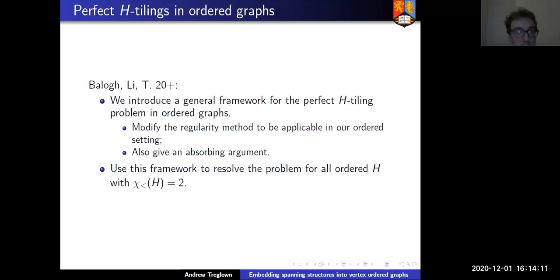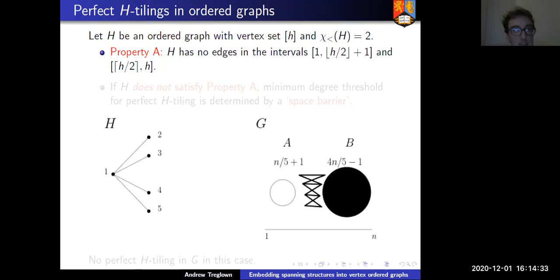So in the next 10 minutes or so, I'll show you the intuition about where the threshold lies for perfect H tilings of interval chromatic number 2. After that, I'll give you some intuition about the methods we use. Let's now fix our attention on perfect H tilings, where H is an ordered graph with vertex set 1 up to h, and has interval chromatic number 2.